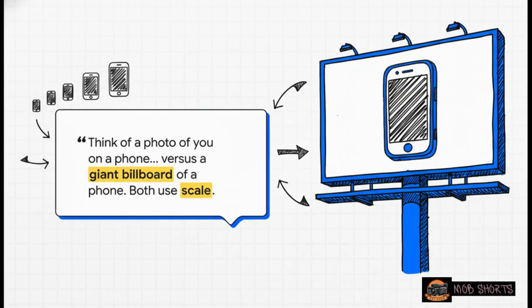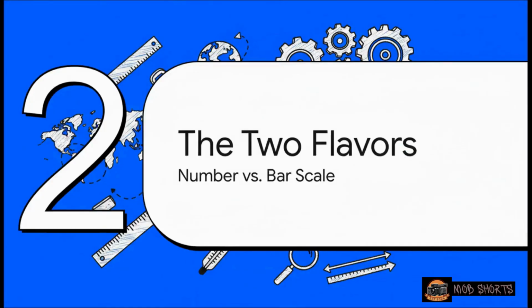And this is a perfect way to think about it. A photo of you on a phone shrinks your real-life size down to fit on that tiny screen. But a huge billboard does the exact opposite. It enlarges a phone so you can see it from the highway. Both are using scale, just one is reducing and the other is enlarging. Okay, so now that we've got a handle on what scale is, it turns out there are two main flavors you'll see out there. You've got the number scale and you've got the bar scale.